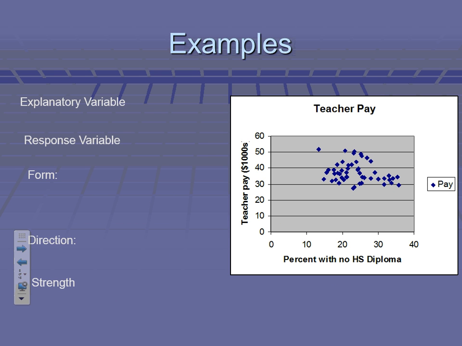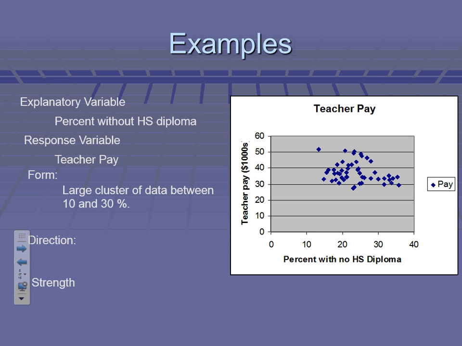And we'll take a look at one more. So here, the explanatory would be the percent without the diploma. The response would be teacher pay. The form, it's not linear. It's just a large cluster of data. So one thing that you would want to put in here, this is not linear. That's definitely worth noting. Now, if you notice, hey, that looks kind of quadratic, that looks kind of exponential, you don't have to actually try to figure out what kind of curve fits it. You just have to say it's not linear. This doesn't have a direction, and the strength is very, very weak.